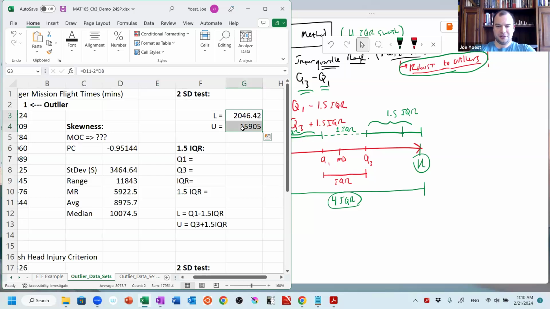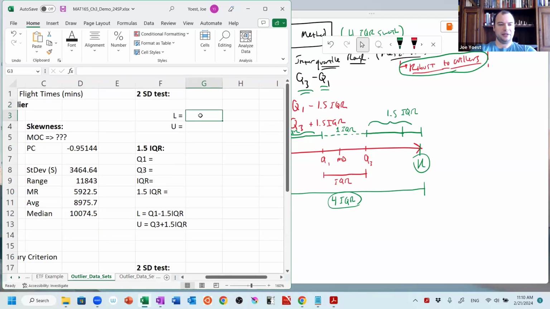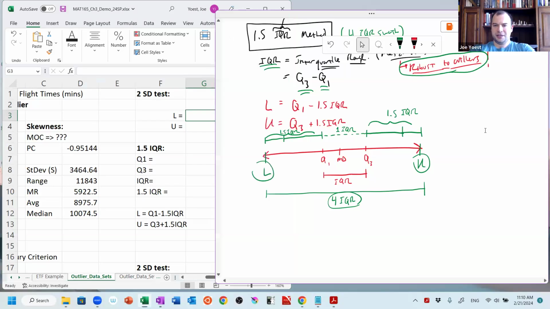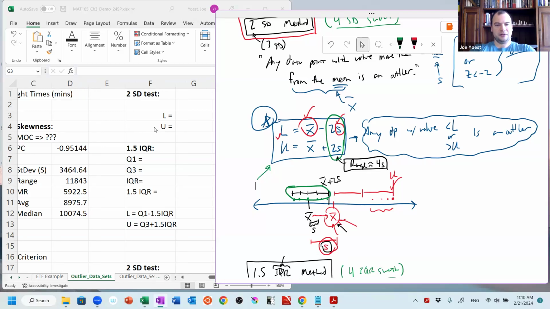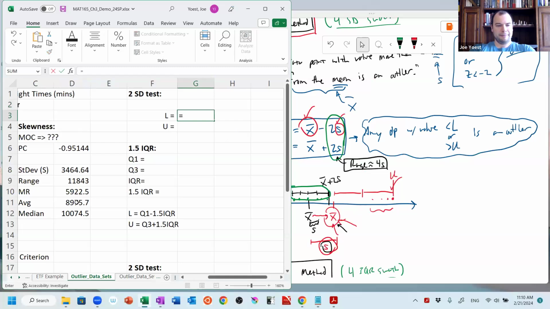So let's look at our two standard deviation tests, and let me retype these in. For my two standard deviation test, the idea is I want to create a lower and an upper bound. That's the mean minus or plus two standard deviations. So I want my lower bound to be the mean minus two standard deviations, and I want my upper bound to be the mean plus two standard deviations. And maybe I'll go in here and make these whole numbers so they're just a little easier to read next to one another.